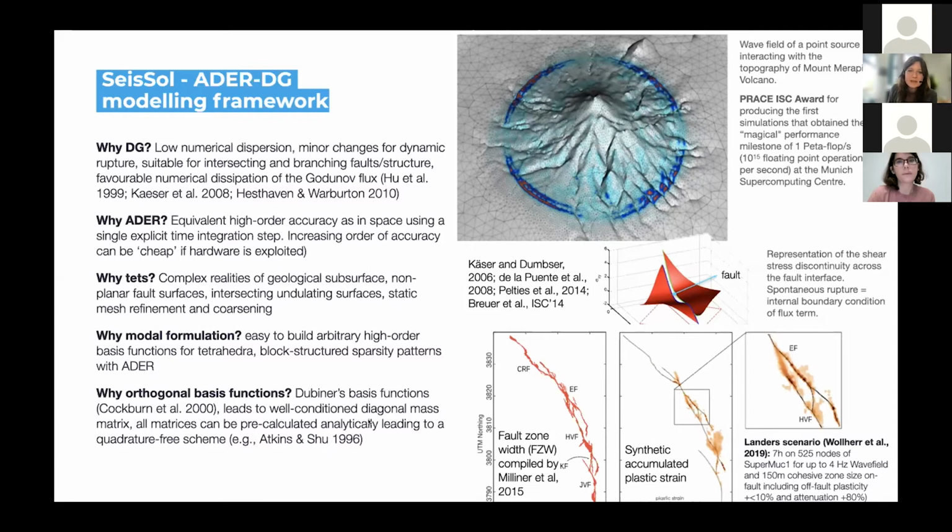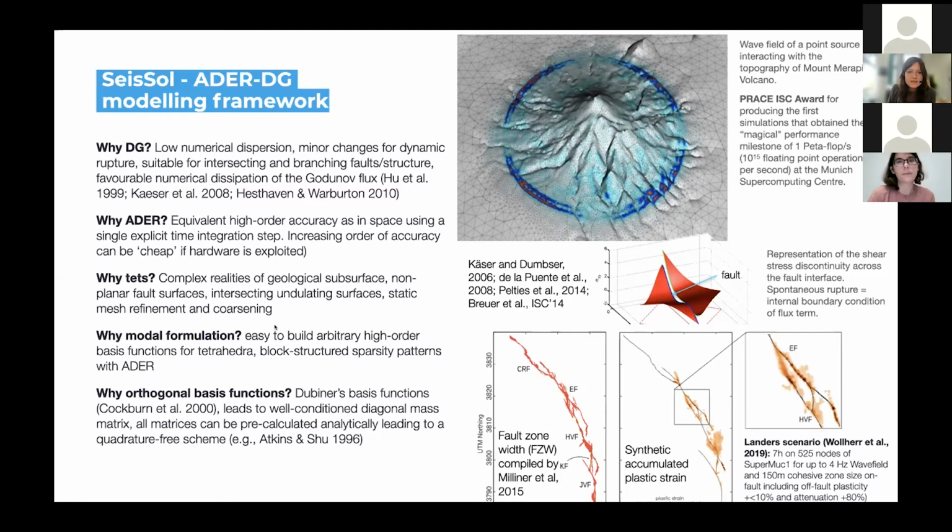And I have a little checklist here of why you could argue for these choices that we make in our code. Why would we be interested in using discontinuous Galerkin? This comes with very low numerical dispersion, and that's important if you're propagating over many wavelengths. For example, you can imagine trapped waves in an accretionary wedge during a subduction earthquake that are being bounced around, or if you're interested in trapped waves in fault zones. We only have to make minor changes for implementing multiphysics aspects like dynamic rupture. It's very suitable for intersecting and branching faults. Here's an example of a map view of the Landers earthquake simulation, including off-fault damage.